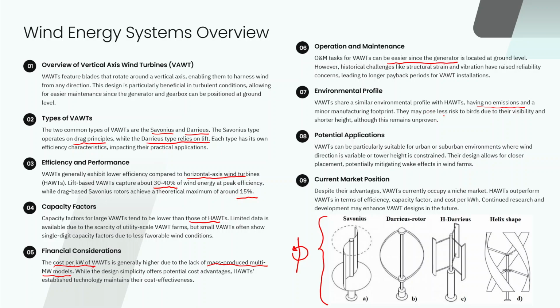These turbines will pose less risk to birds compared to the horizontal axis wind turbine, due to their visibility and shorter heights. So the birds can go over, right? But this is yet to be proven, because we don't have large scale wind farms using vertical axis wind turbines. And as I said earlier, this will be very suitable for urban or suburban environments, where the wind direction is variable, due to obstacles and various other things.